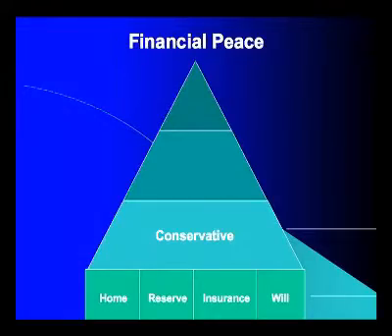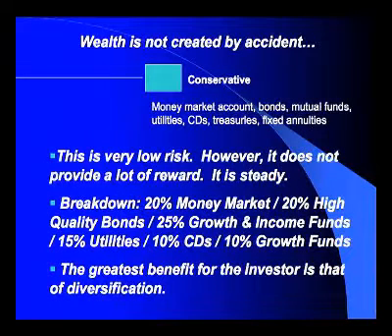But after you have these four basic things on the bottom, we go to what's called conservative. In conservative investing, you put money in a money market account, or you can buy bonds, mutual funds, utilities, CDs, treasuries, fixed annuities, and you can look a lot of this stuff up later, what it means. This is very low risk, and it doesn't provide a lot of reward, but it is steady growth. And you need some of this stuff at the bottom of your financial pool.